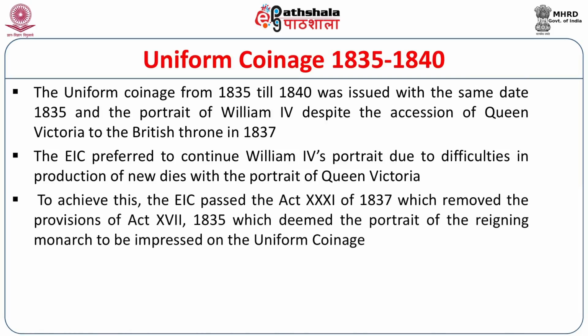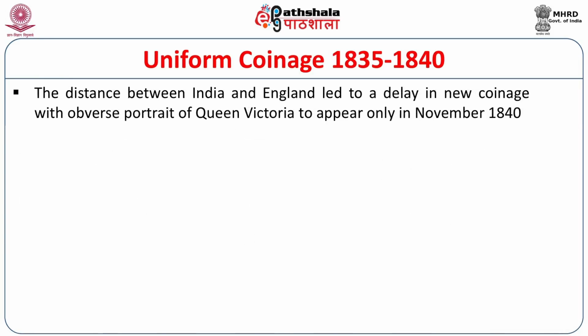To bypass the original Act of 1835, a new Act 31 of 1837 was passed, which removed the provisions of the Act of 1835, which deemed that the portrait of the current reigning monarch ought to be impressed on the uniform coinage. The distance between India and England at that period, with shipping being the only mode of travel, led to the obverse portrait of Queen Victoria appearing on the coins only in November 1840.